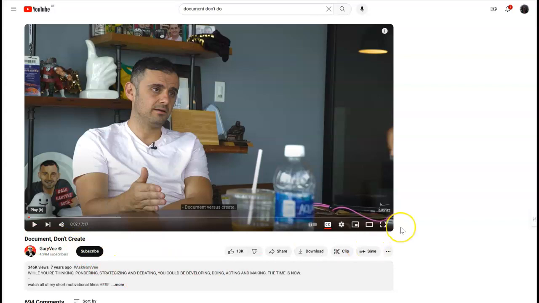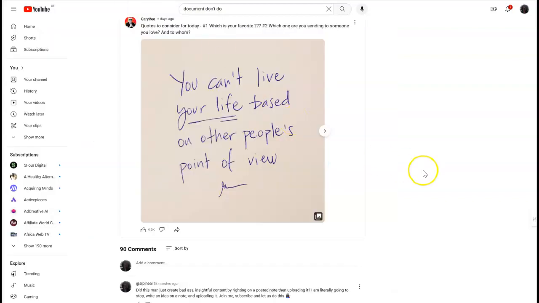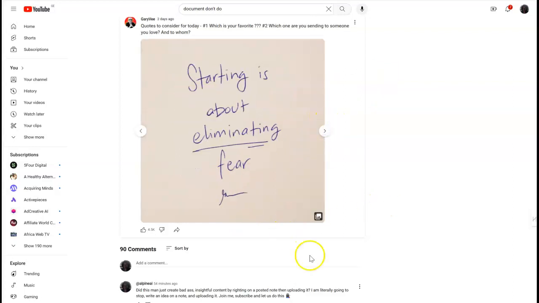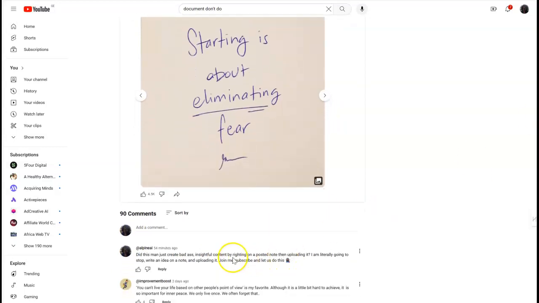Instead of sitting there over-analyzing and coming up with a fancy list of, hopefully in air quotes, viral topics, literally just share value by talking about what you're doing and the tools that you're using in the process. And I saw that this man had generated value by writing on a post-it. You'll see this says 54 minutes ago. I said, did this man just create badass, insightful content by writing on a post-it note, then uploading it? I'm literally going to stop, write an idea on a note, and upload it. Join me, subscribe, and let us do this.